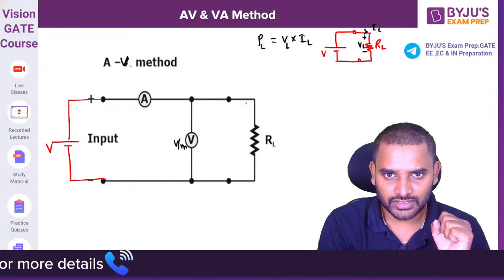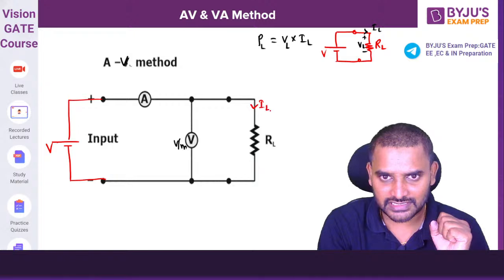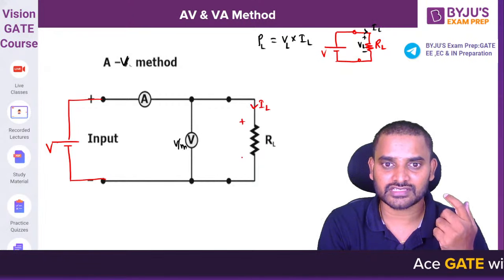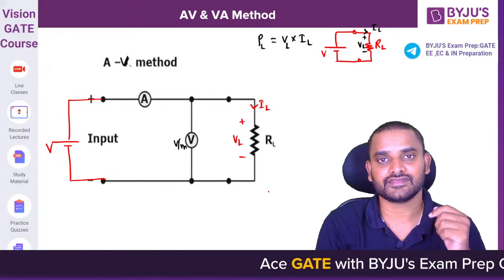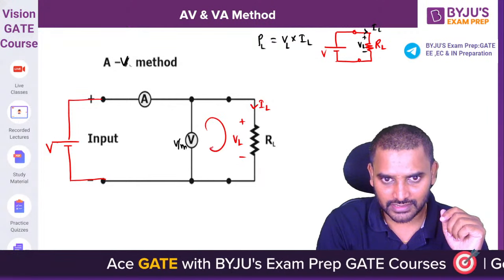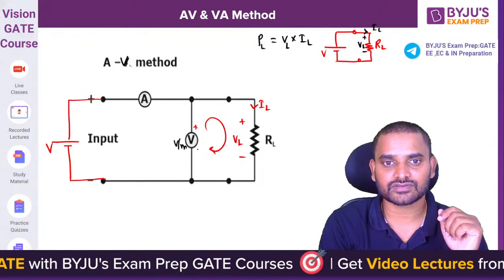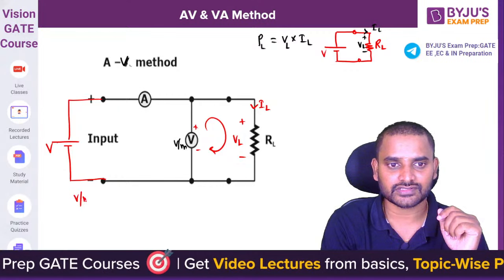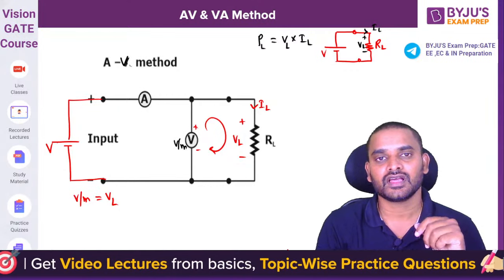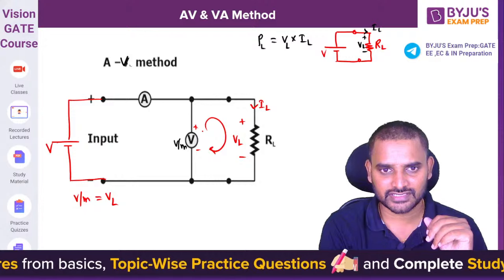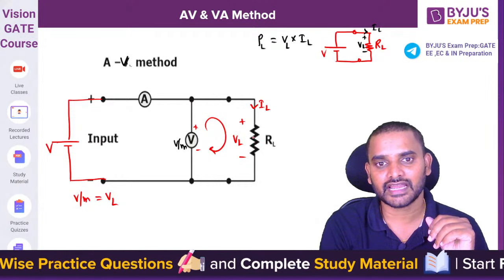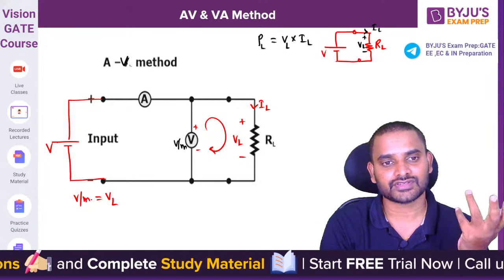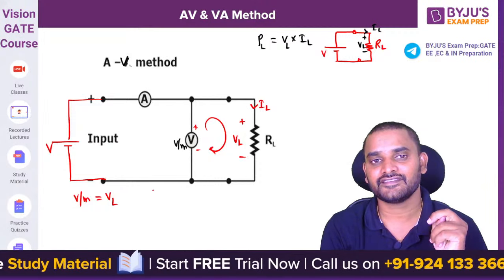Okay. So here the current flowing through the load is IL, and the voltage across the load is going to be, you can take it as VL. Now if you write a KVL, this voltmeter reading will be equal to VL. Voltmeter reading is equal to VL, because if you write it as plus VM and minus VL is equal to 0, you will get voltmeter reading equals VL.